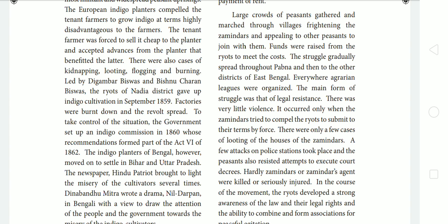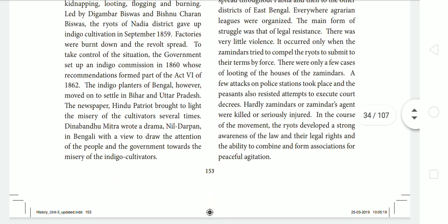So in the course of the movement, the ryots developed a strong awareness of the law and their legal rights, and the ability to combine and form associations for peaceful agitation. Okay, so during the course of the Pabna movement, the ryots developed a strong awareness about the law and formed legal associations for themselves. Okay, so this is the Pabna revolt. This revolt took place in the year 1873 and it came to an end in 1876.